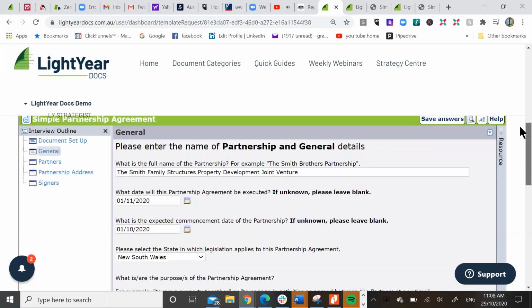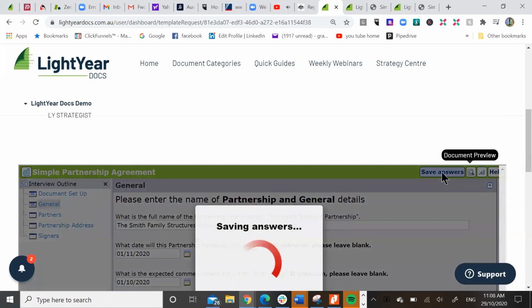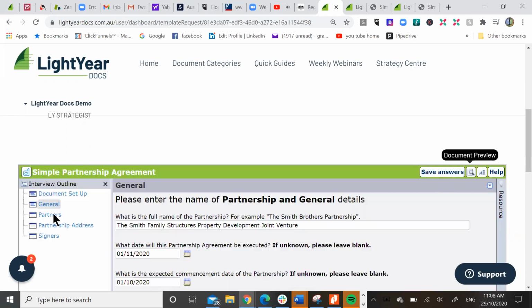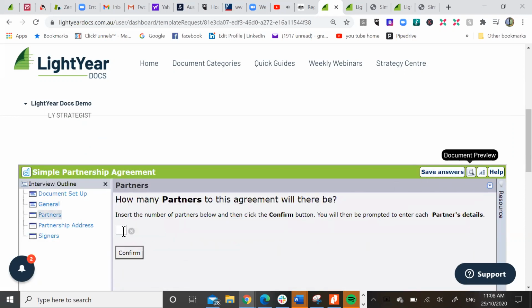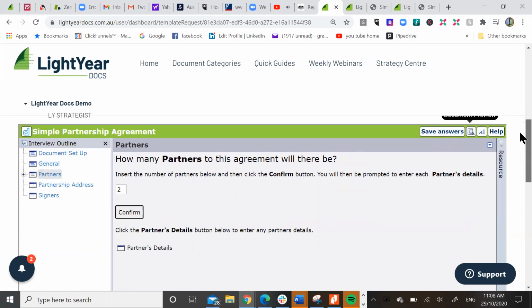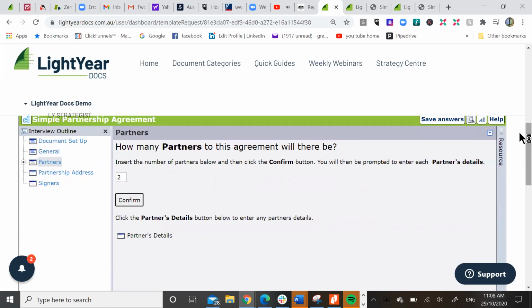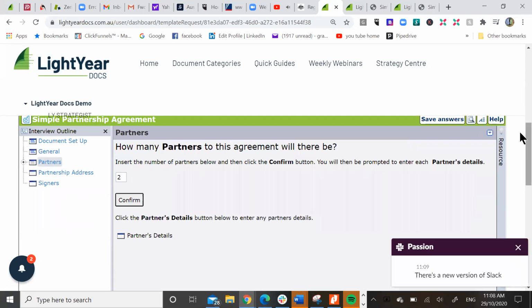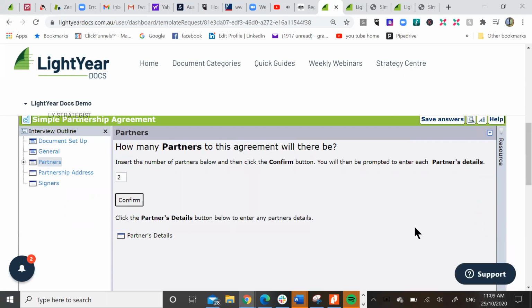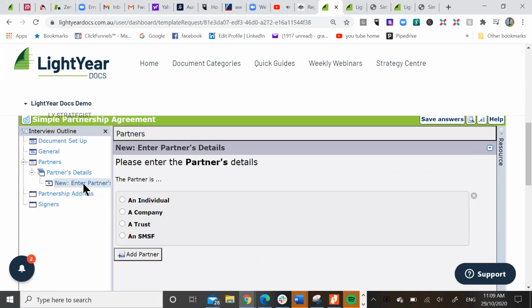So what I'll do is I'll save the answers, and just a general guide on this system: make sure that you do save along. For example, I was building the first simple partnership this morning. Someone called me for like 10 or 15 minutes, and when I went back and completed the document, obviously it timed out. So we need to be careful of that one. I've confirmed it. I've got two partners. As I said, you can put up to 10.